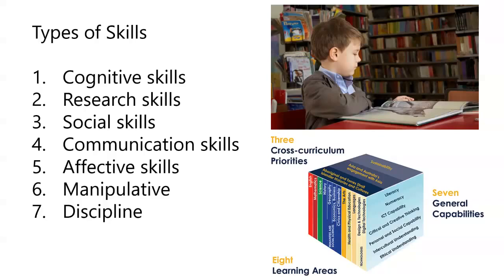If you think about the cross-curriculum priorities and the general capabilities, you can think about some more skills. So ICT is there, and critical and creative thinking. There's a lot of different types of skills that students need to be developing. Don't feel overwhelmed, though. I don't want you to feel overwhelmed. It will come together. It's not as daunting as you think.